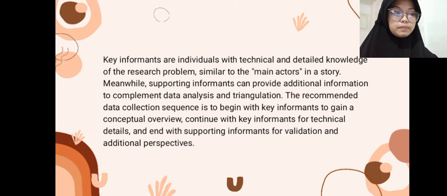First, active participant in the studied group or culture. Second, current involvement to ensure relevance. Third, sufficient availability. And the last one, ability to express experience in natural, unpolished language. The recommended data collection sequence is to start with key informants for conceptual overview, proceed to primary informants for technical depth, and conclude with supporting informants for validation and differing perspectives.